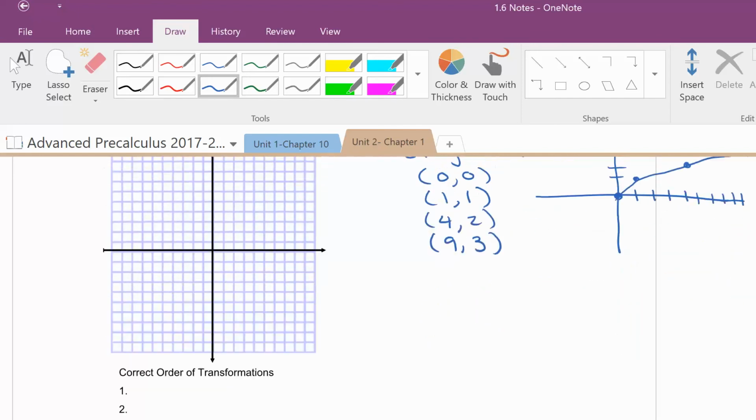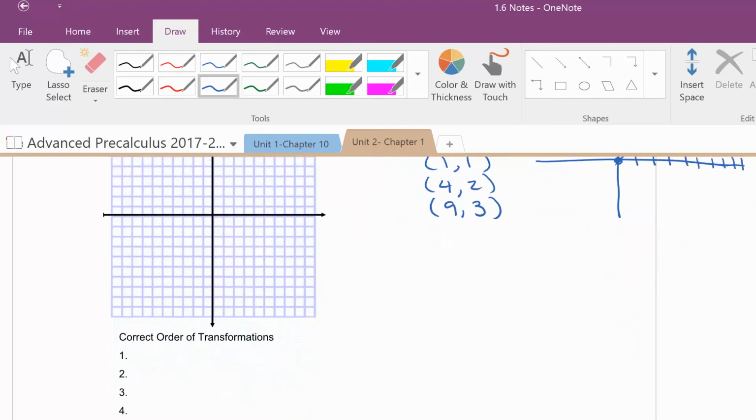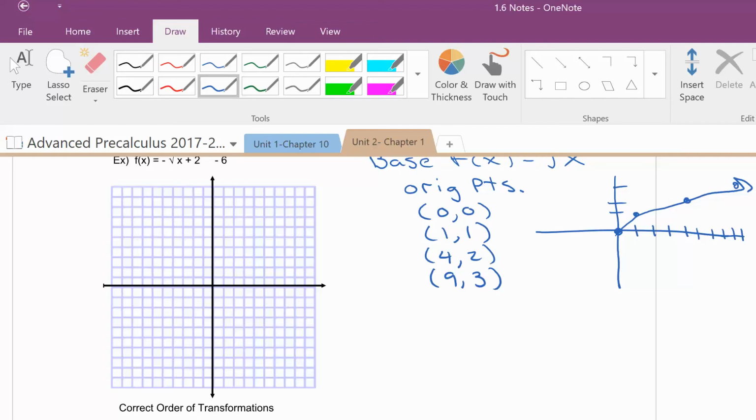Now, the transformations in the correct order. The first one is a horizontal shift left 2 units. It's x minus 2.